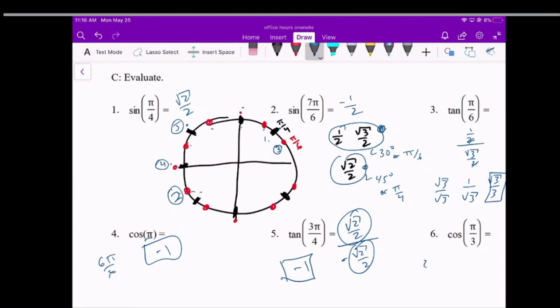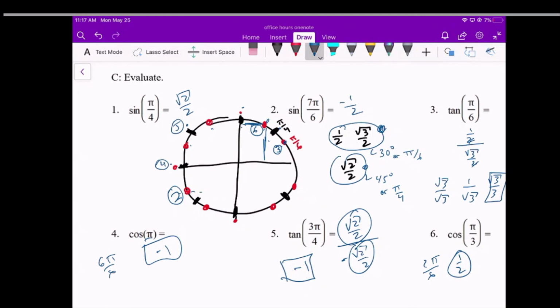Pi over 3, pi over 3 is like 2 pi over 6. So for question number 6, I'm dealing with that spot right there, right? Count the pi over 6's. Those are the red dots. Pi over 6, 2 pi over 6 gets you right there. Cosine is the x-coordinate. I think if you look at that, you can see the y-coordinate is the root 3 over 2 type. The x-coordinate is the 1/2. So 1/2, final answer, and I'm done.